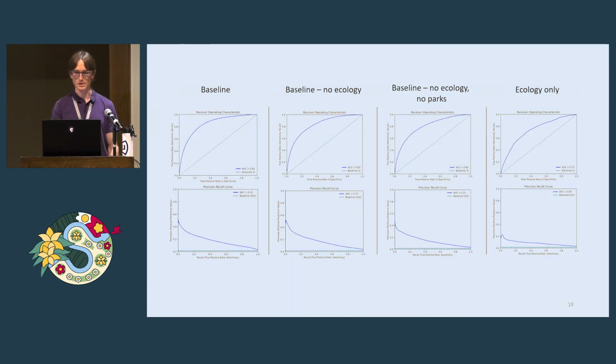So these are some standard metrics for measuring model performance. The top row there is our ROC curves, and from left to right, they have area under the curve values of 0.85, 0.83, 0.8, and 0.73.